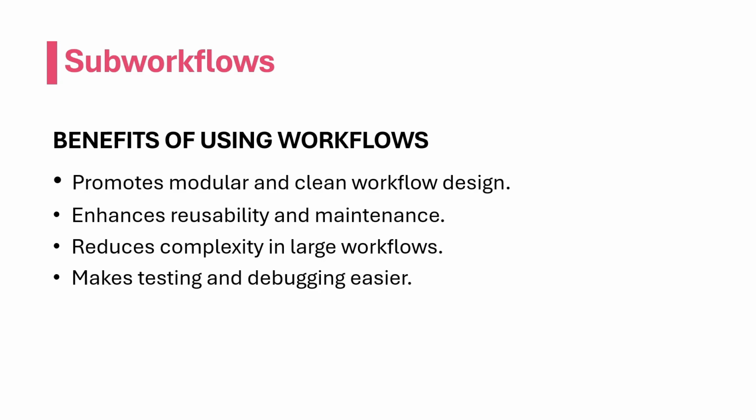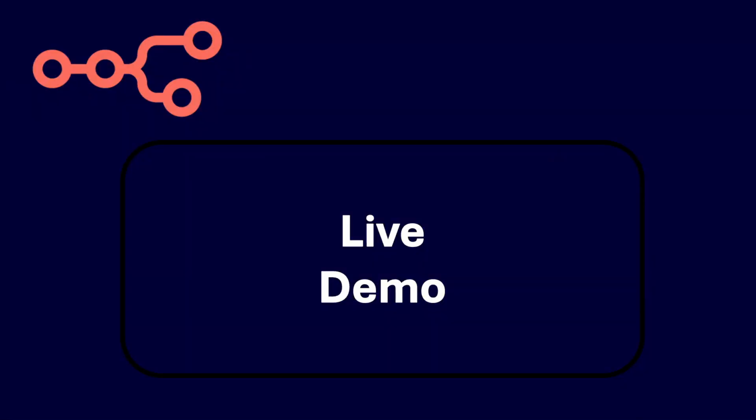Sub workflows bring structure and scalability to your automations. They make it easier to manage complex systems because instead of one giant workflow, you can break it into smaller and reusable parts. Maintenance becomes simpler too. If one part changes, you just update the sub workflow instead of editing every workflow individually. In short, they make your automation ecosystem cleaner, faster, and much easier to maintain. Now we will see a live demo for it. So let's move to the n8n screen.